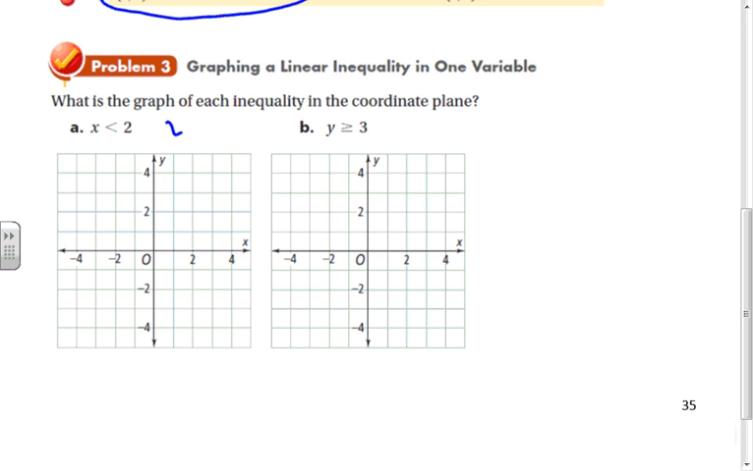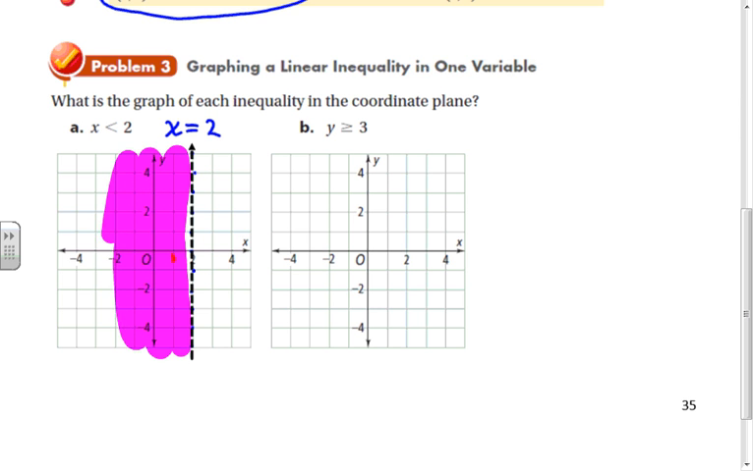So think about x equal to 2. What does that look like? So any point where the x coordinate has a 2, and that would actually be along this line right here. Since it's less than 2, we want to use a dotted line to graph that, like this. And then less than 2 would be numbers like when x is 1, which is right here, when x is 0, and so on. So we're going to shade to the left of that. And so anything over here will be in this graph's solution set.